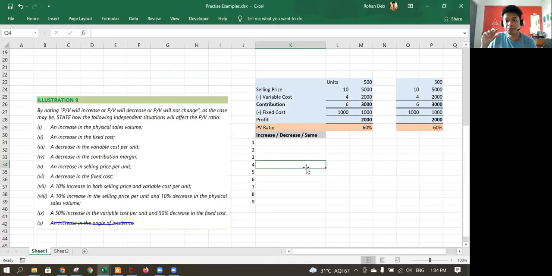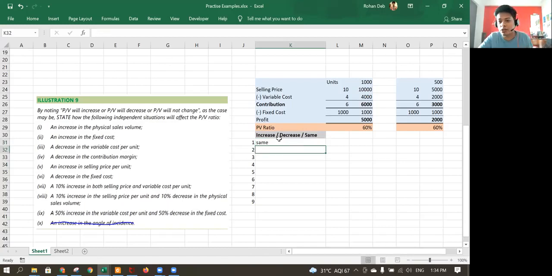Okay, so if I increase my sales volume, the selling price and variable cost are both changing, and they are all proportional to the units. If I increase my number of units, selling price will also increase, and variable cost will increase at the same rate. So ultimately there will be no impact on my contribution. Let's make this 1000. Currently it's 60%. Even if I make this 1000, there's no change in the PV ratio. So in this case, it will remain the same.